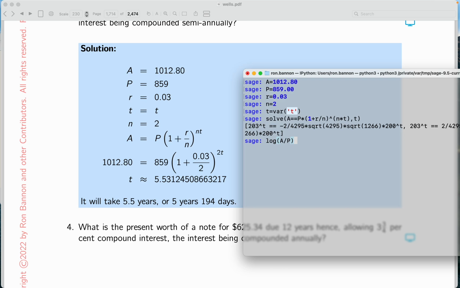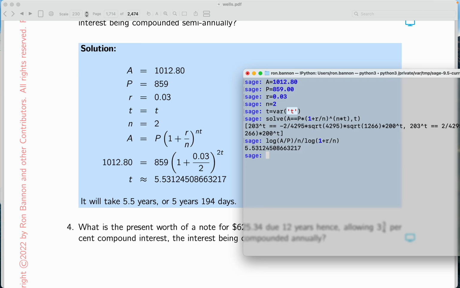Now remember, if I do this, what am I going to be seeing over here? And again, I took A, I divided it by P. When I take the log of both sides, I would see N times T, right? So I would divide by N, and I would divide by the log of 1 plus R divided by N. And this is going to solve for T. All right, now I'm doing the work. Sage is not doing the work in this one, except the arithmetic, of course. What do I get? I get that number over there.